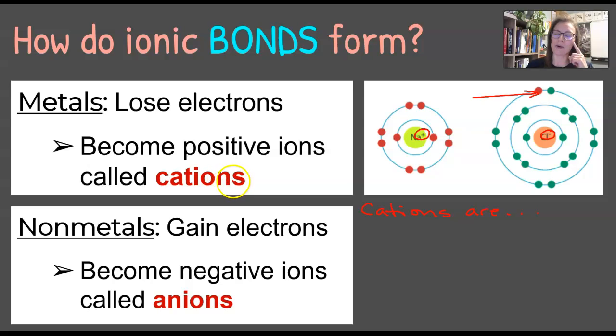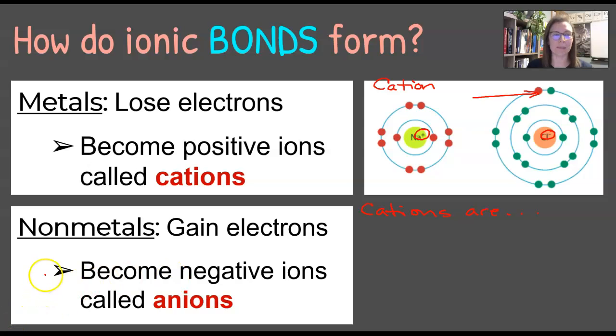Okay, so now think about how you can rearrange that into a statement that describes what a cation is. For example, sodium is a metal. Sodium lost an electron. Sodium became positively charged. Therefore, sodium is a cation.